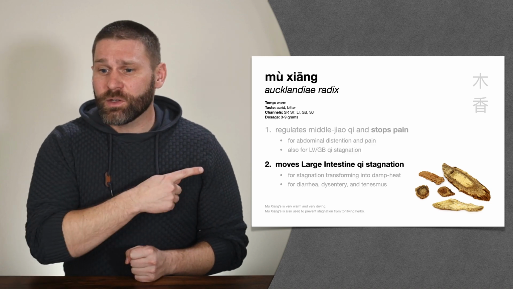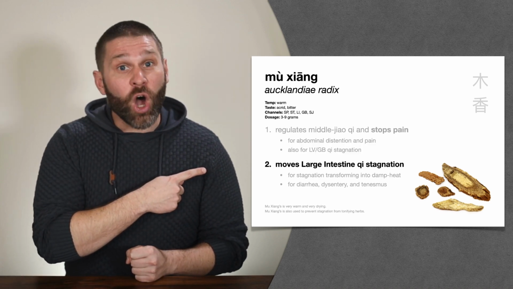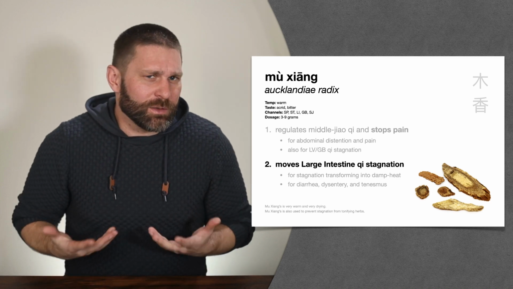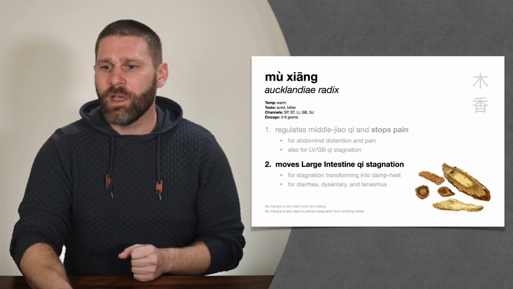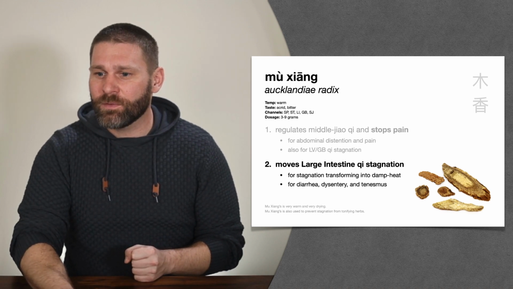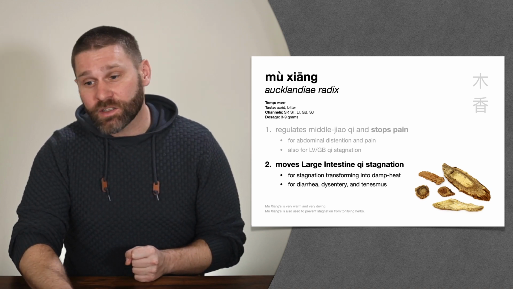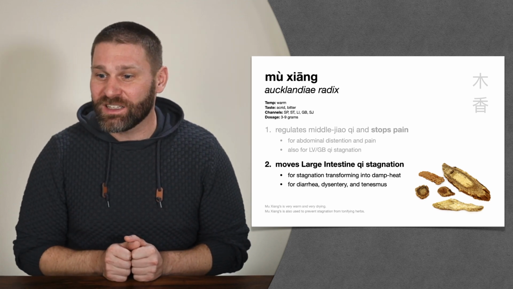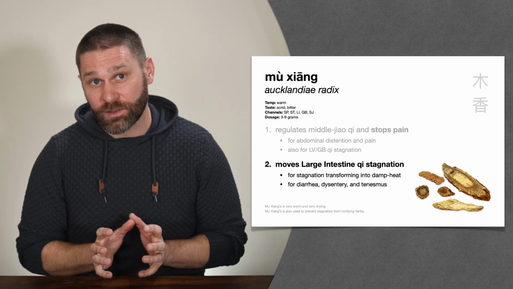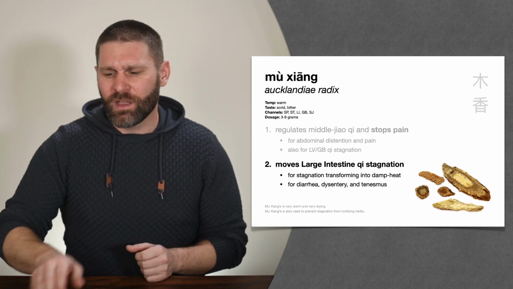But then something that's also interesting here is we also say it moves large intestine qi stagnation, which is not something we really talked about or something we see very often. So it moves large intestine qi stagnation for stagnation in the large intestine, transforming into damp heat. And so this would be like diarrhea, dysentery, and tenesmus. Tenesmus, I had one teacher who described tenesmus as like the dry heaves of the anus, which is kind of a funny mental image. But tenesmus, it's diarrhea.